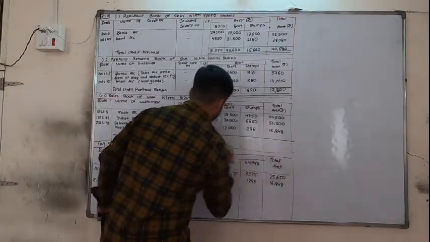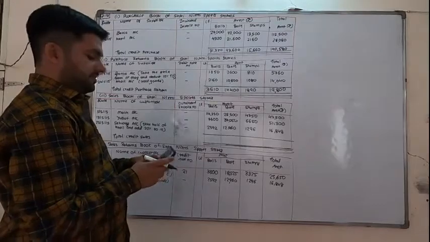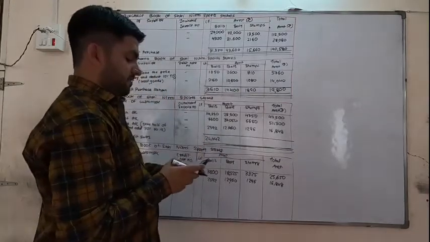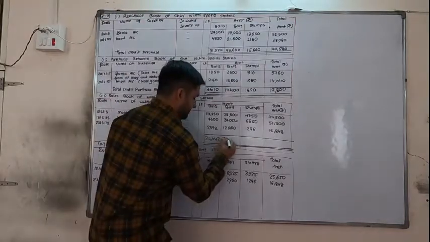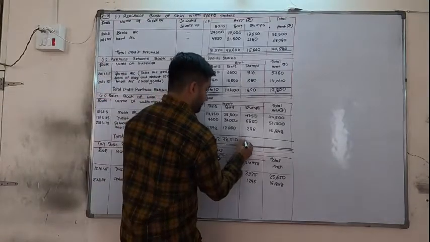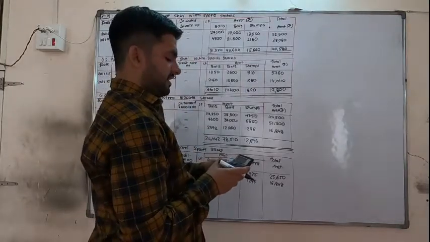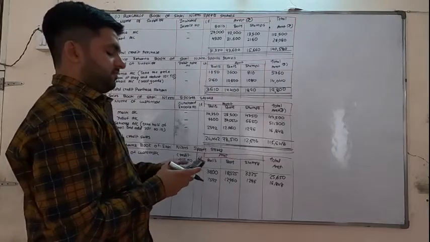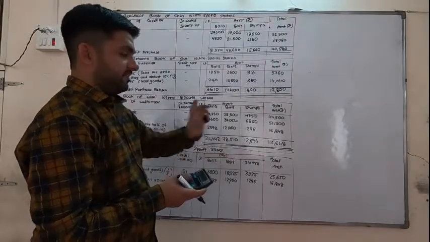Total credit sales: 14,250, 7,600, 2,592, 24,442, 28,500, 37,050, 12,960, 78,510, 4750, 6650, 1296, 12,696, 47,500, 51,300, 16,848, 1,15,648, or else 24,442, 78,510, 12,696. It will be 1,15,648.